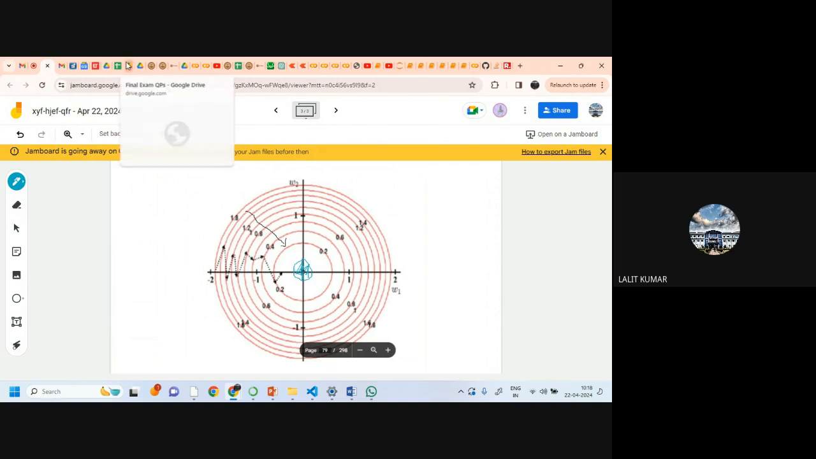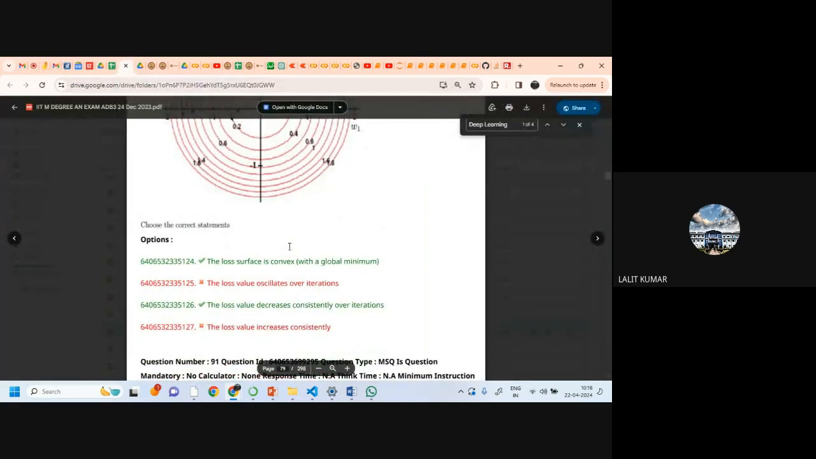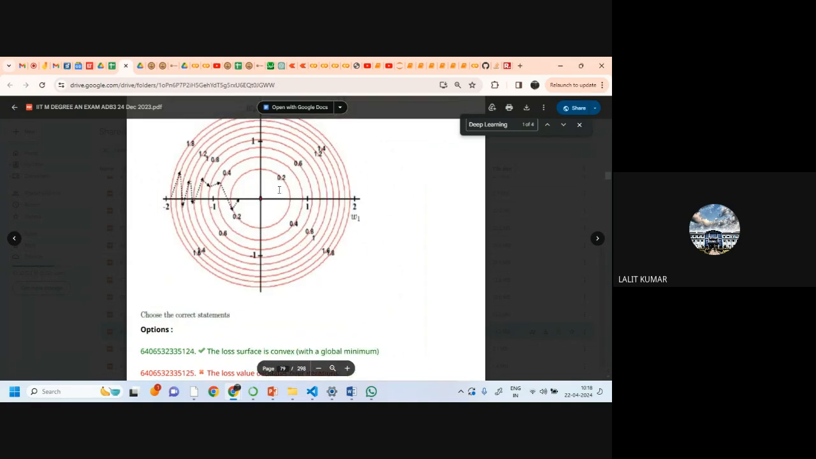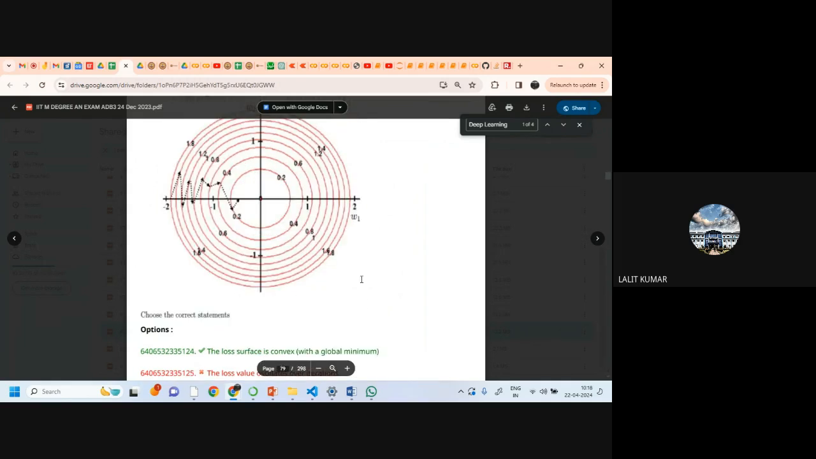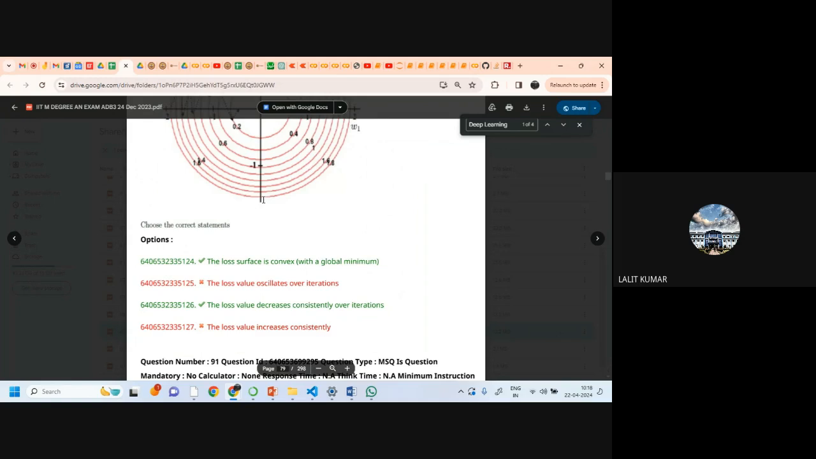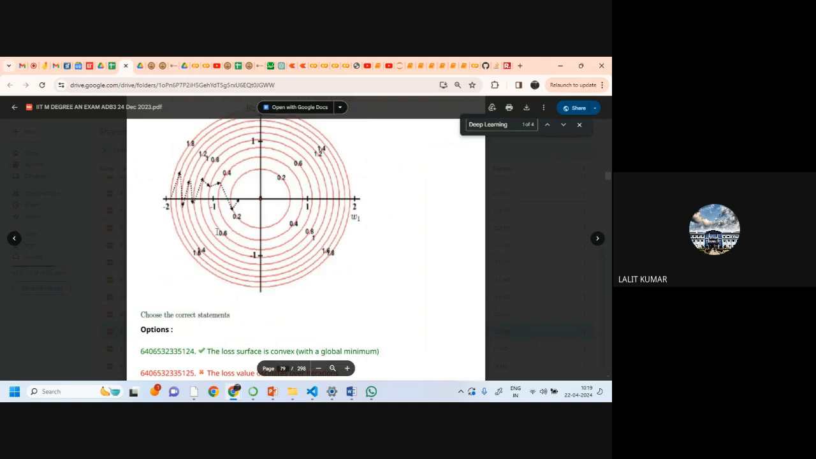So now we see the options. What are the options here? The loss surface is convex with a global minimum. That we have seen, it is convex and the minimum is in this area. The loss value oscillates over iterations. Here we have not seen that. The loss value is not oscillating. It is decreasing consistently over iterations.